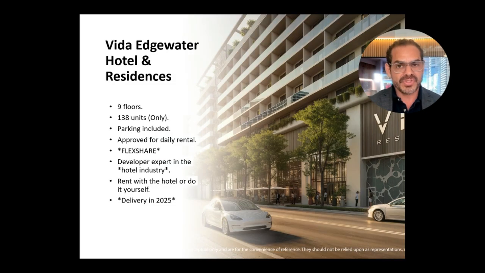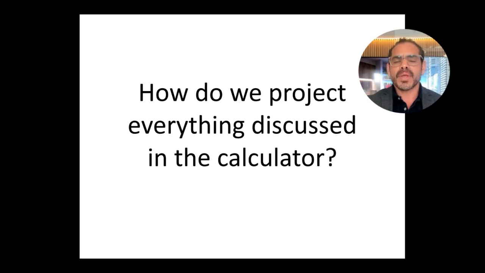So to summarize, before projecting everything discussed in our calculator, we have a boutique building with 9 floors and only 138 units, offering minimal competition when renting. Parking is included within the building, with no rental or management restrictions, meaning you can rent it daily, yearly, or live here if you wish, in addition to having hotel access. Very importantly, we have over 40 years of experience in the hotel industry with more than 40,000 hotel rooms across the United States. Lastly, it is scheduled for delivery by the end of 2025. Now let's pay attention because we are going to apply everything discussed so far in a calculator.